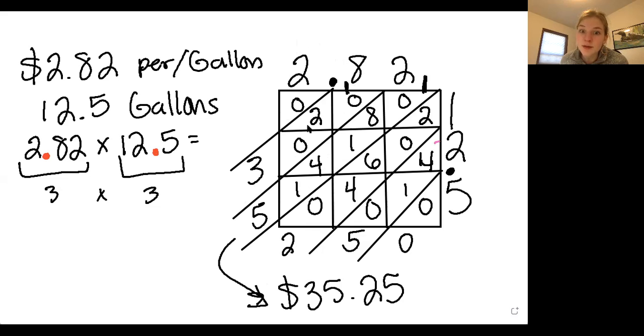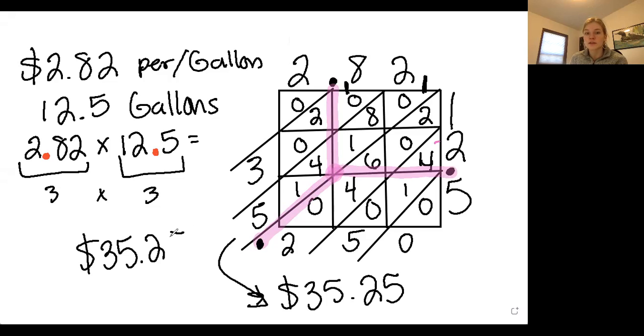Okay, so these decimal points, they will be following these straight lines until they meet like the other numbers. So they're meeting right here. And now they're just gonna slide down on the diagonal that they meet on, and they're gonna land right here. So the decimal, oops, wrong color or wrong tool. Our answer is $35.25.